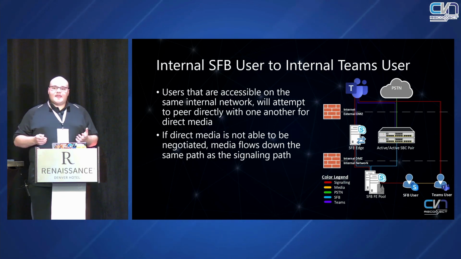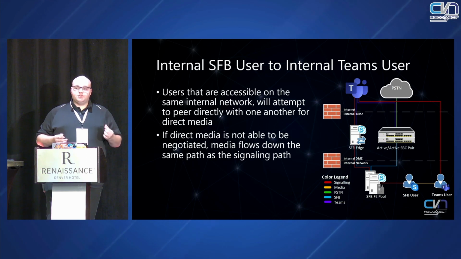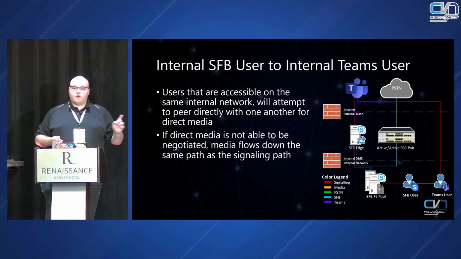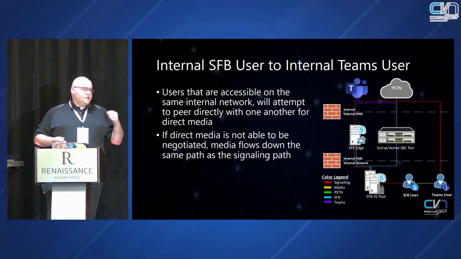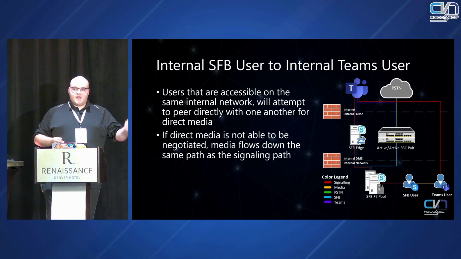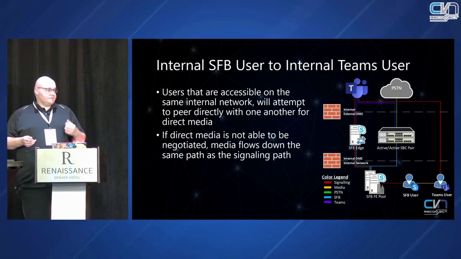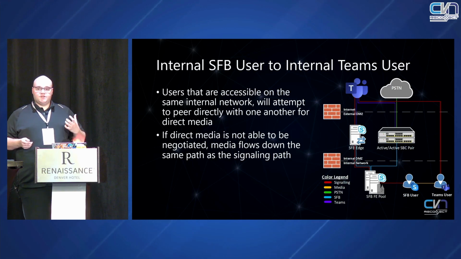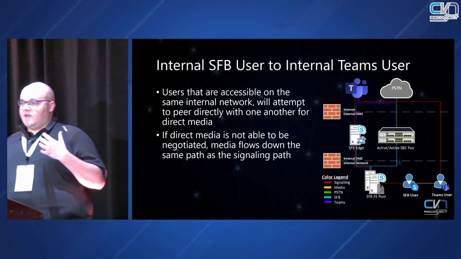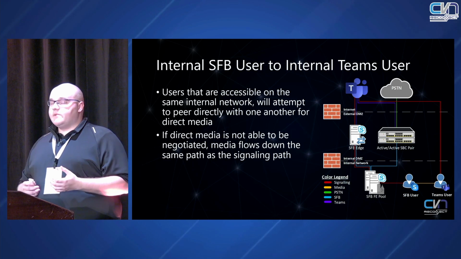Now, in the event, again, like Teams, if they are not able to directly communicate with each other, they're going to follow the exact same path for media that you are following for signaling in these scenarios. So the Skype client's going to go to the front-end pool, to the Edge, to Teams. Teams is going to come back. And then at that point, if you're not allowing that direct communication on your internal network, you're adding a lot of additional bandwidth requirements if you have a lot of users that are both on-prem and in the cloud.